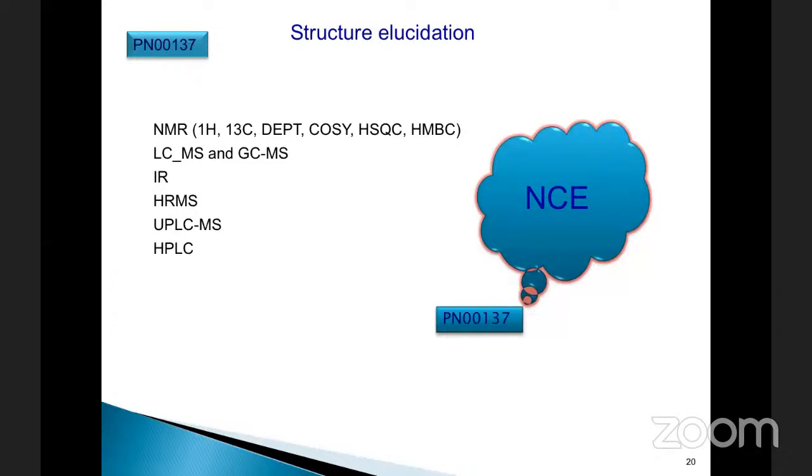So then the COSY, which is nothing but a 2D NMR technique in which you have a neighboring proton having a cross correlation.